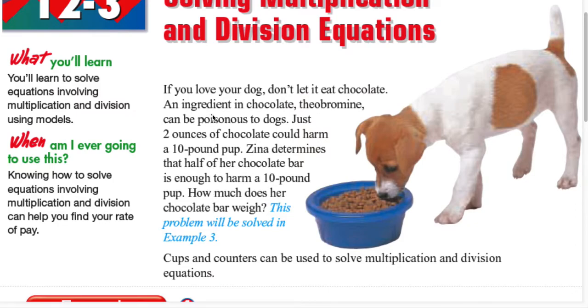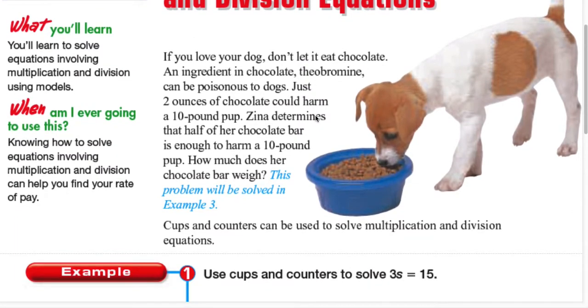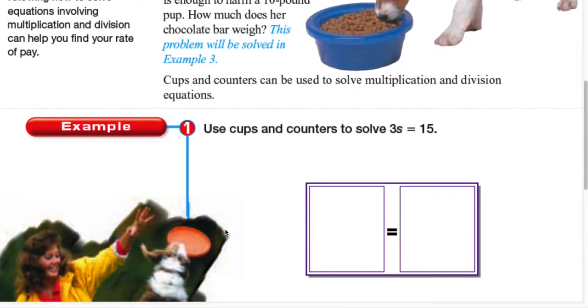Okay, so if you didn't know that, make sure you don't feed your dog chocolate because of theobromine. It can be very harmful to your dog. Cups and counters can be used to solve multiplication and division equations as we did in the past. And at the end of this lesson, I'll show you 2 properties of equality which you can use to solve these types of multiplication and division equations.